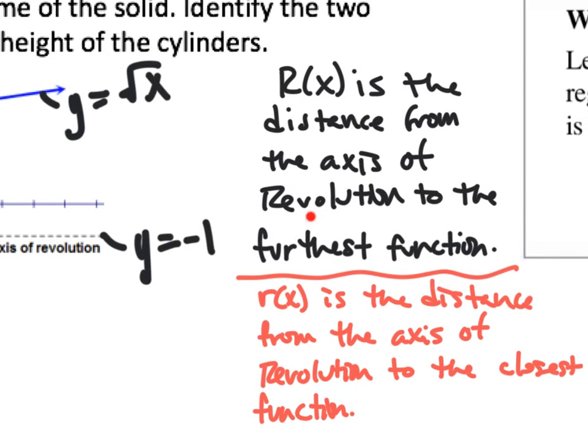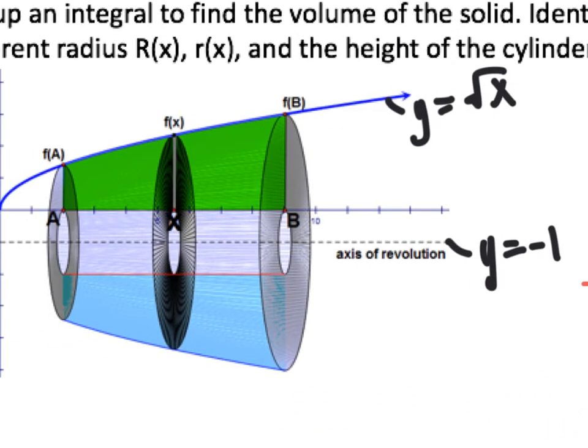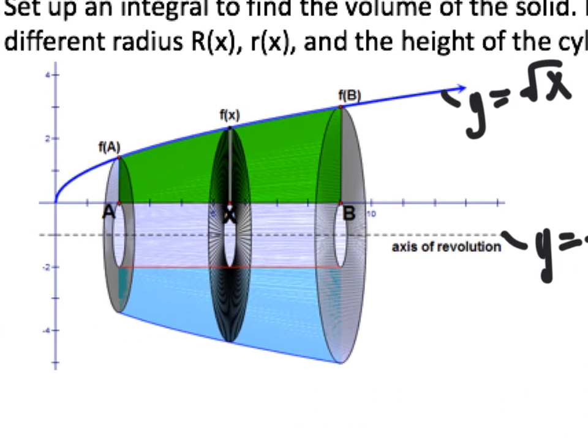This is what I will always be saying in my head because these are the pictures that I draw. First things first, I'm going to draw big R of x. I go from my axis of revolution, start here, and draw a line perpendicular to my axis of revolution all the way to my furthest function, and I'm going to call that big R of x. Then I have to draw my little r of x. That's from my axis of revolution to my closest function, which is the line y equals 0. I'm going to call that little r of x.